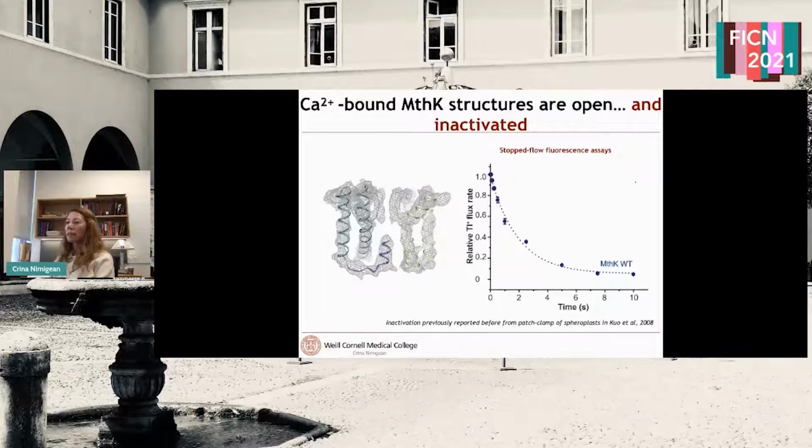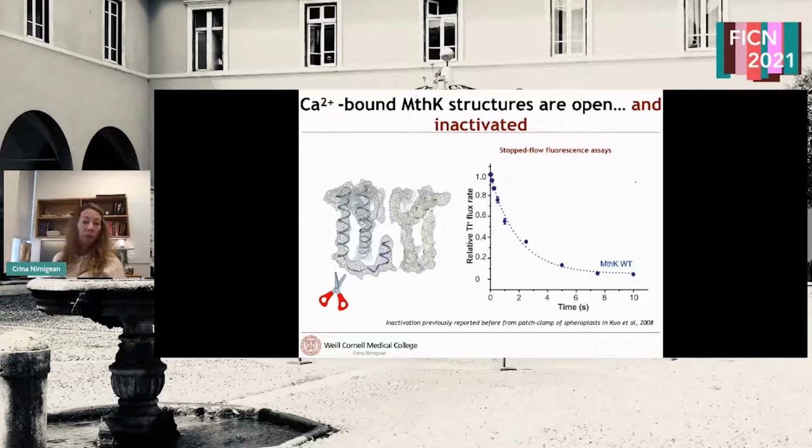So, does the channel inactivate? In this case, we used very high calcium concentrations to activate the channels, which activate instantaneously within the dead time of the instrument. And then you can see that over a period of about, with a time constant of about 1.5 seconds, these channels actually inactivate, right? So you see less and less thallium flux rate.